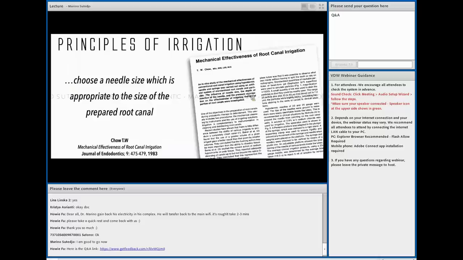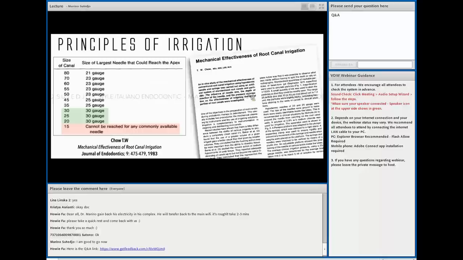So what is the principle of our irrigation? First, we need to choose what kind of needle size we should use in order to fulfill our size of preparation of the root canal. In 1983, Chow did some research showing that if we instrument our canal using size 15, it is impossible. There is no needle that can reach this size of canal up to the working length. But if we create our size, even if it is 20 or 25 or maybe 30, it is enough. We can use our 30G irrigation needle to reach the apex.